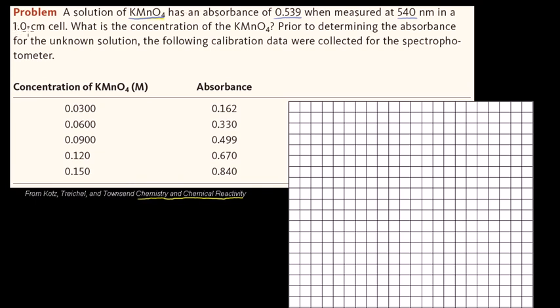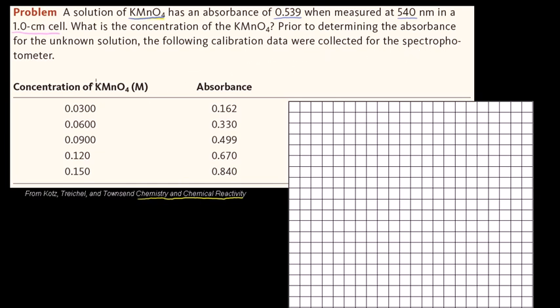Okay, and the beaker is 1 centimeter. That's just the length. What is the concentration of potassium permanganate? Prior to determining the absorbance for the unknown solution, the following calibration data were collected for the spectrophotometer.